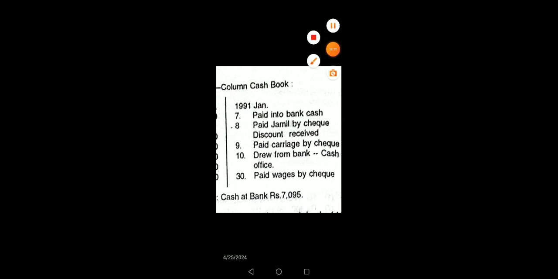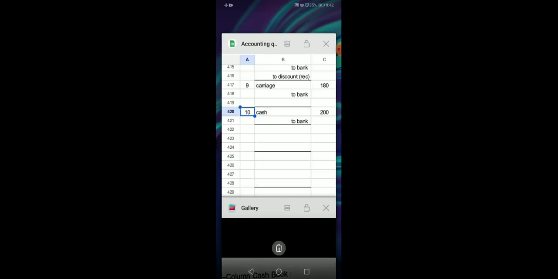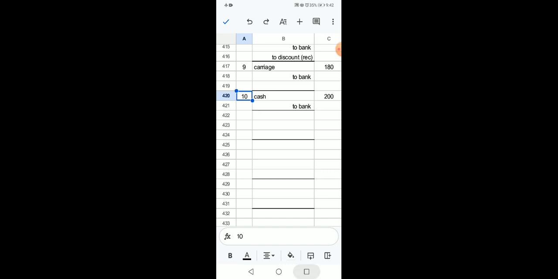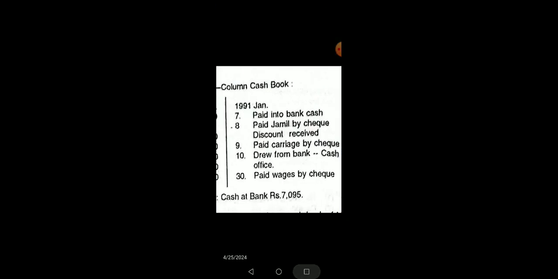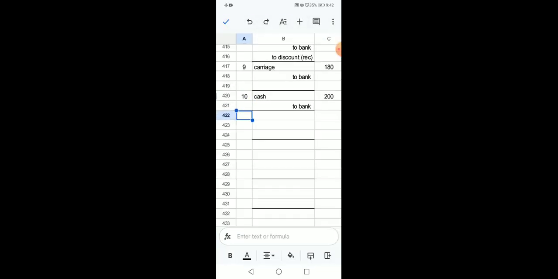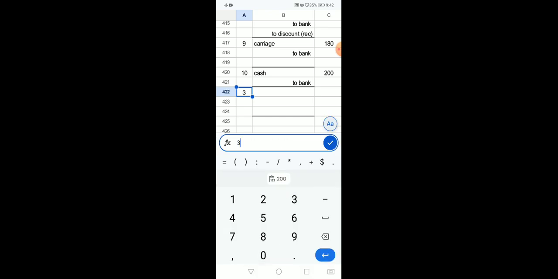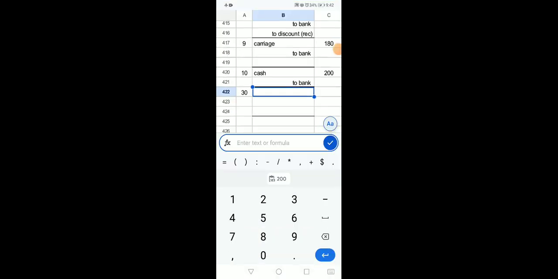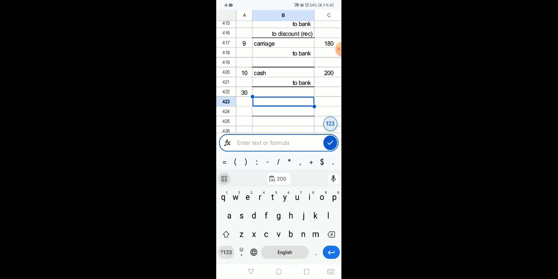Now let's see entry number 30, what entry number 30 is saying. Paid wages by check. Again you are paying by check. First we will be required to mention the date, and that is 30. So you are paying wages through check. When you are paying something through check, what will happen? The person to whom you needed to pay the wages, you have paid him through check.